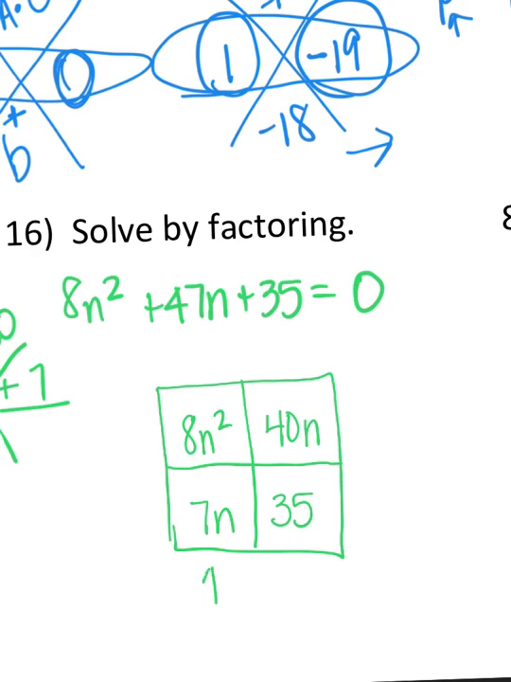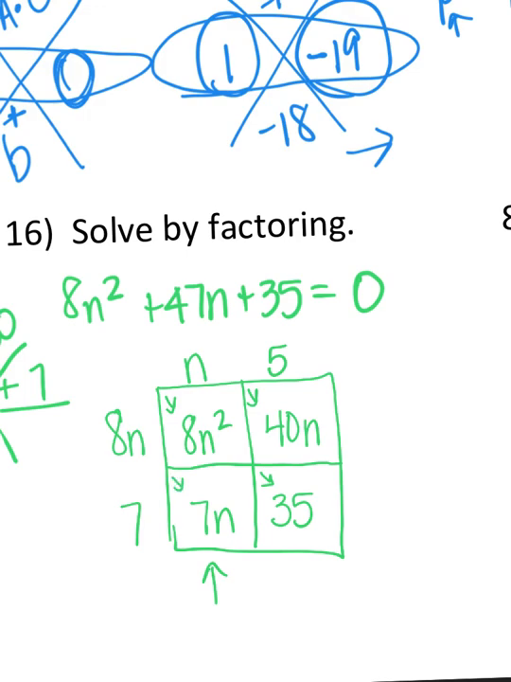And then from here, we just need to look for GCFs in each row. So I'm going to look up this row, and I'm going to look for a GCF between 8n squared and 7n. That's an n. And then if I'm trying to find this cell, I know that it has to be n times something equals 8n squared. So that's got to be 8n. So 8n times n is 8n squared. If I'm looking at this cell, I know it's 8n times something equals 40n. Well, that something has to be 5. And then if I look at this cell, 5 times what equals 35, that's got to be 7.